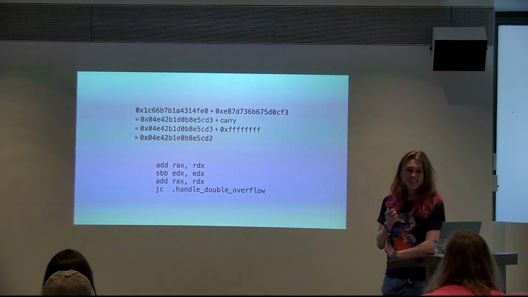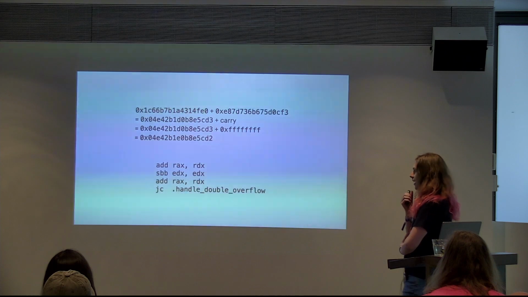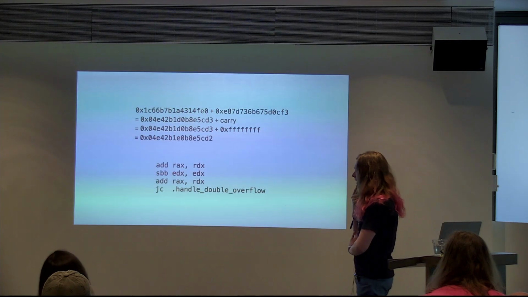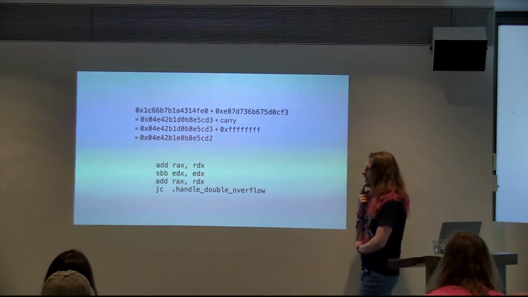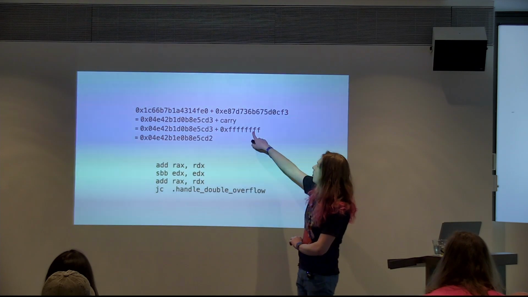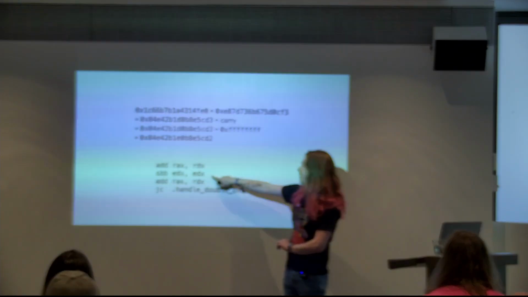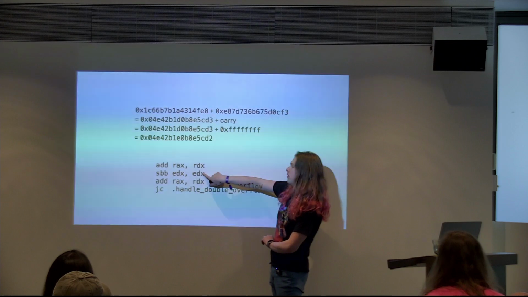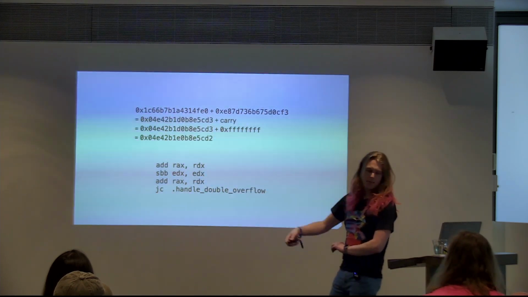In assembly, it looks like this. 10 points if you can read this. It's nice and short, and you don't actually have to keep this constant in a register anywhere. It falls out of here. I'm not going to explain it.